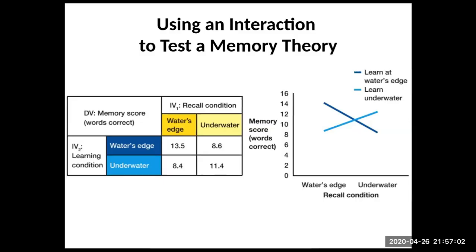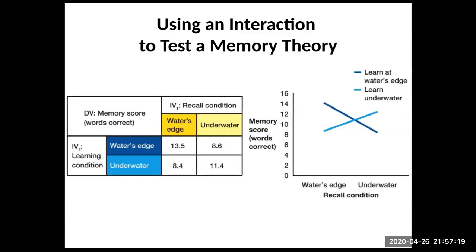So what we see, first and foremost, you should be able to tell from the graph on the right, it is an X. It's a crossover interaction. So it is an interaction. The lines are not parallel. So what do we see? Looking at the number of words correctly recalled.